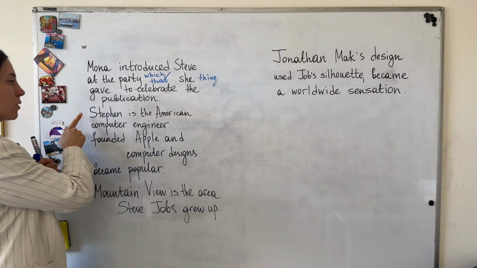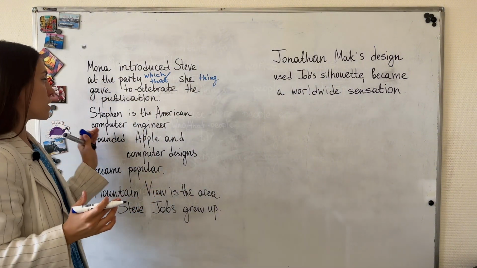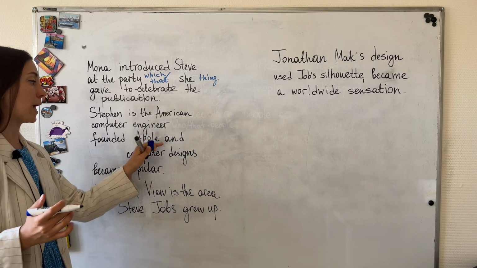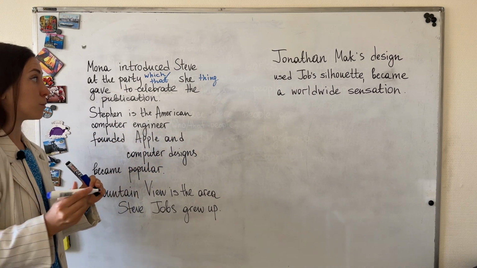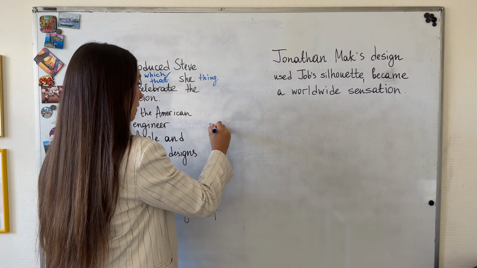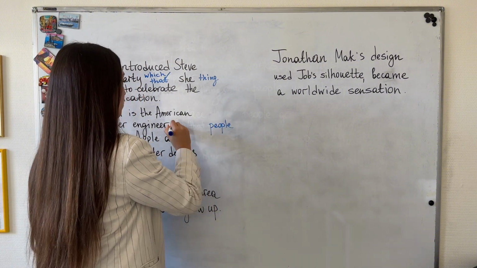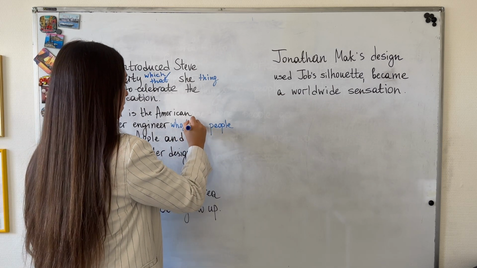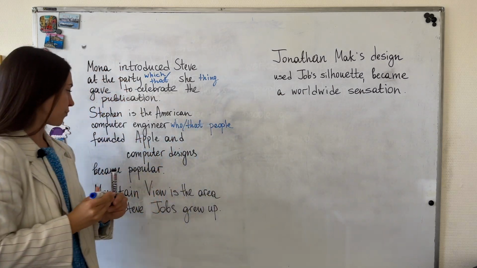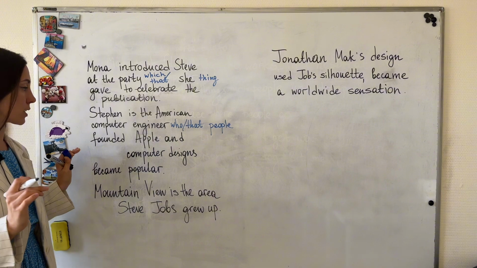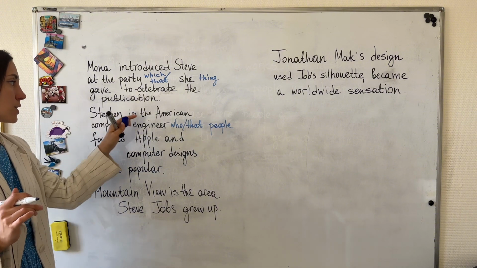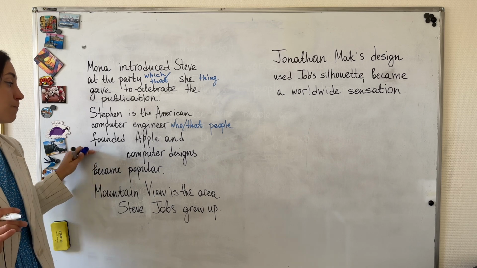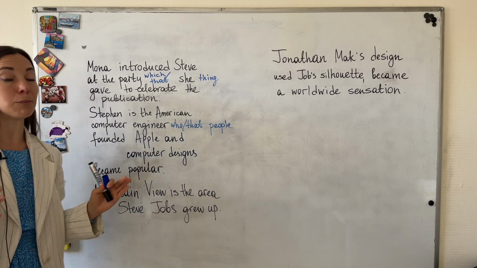Okay, what about this one? Steven is the American computer engineer founded Apple. We're talking about a person. That's why we will also use that or who. Okay, there is the continuation. Steven is the American computer engineer who founded Apple and computer designs became popular.